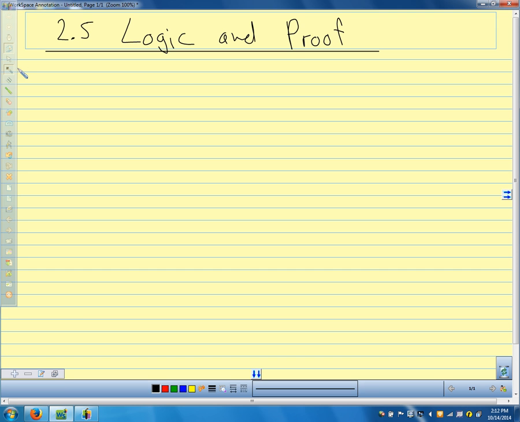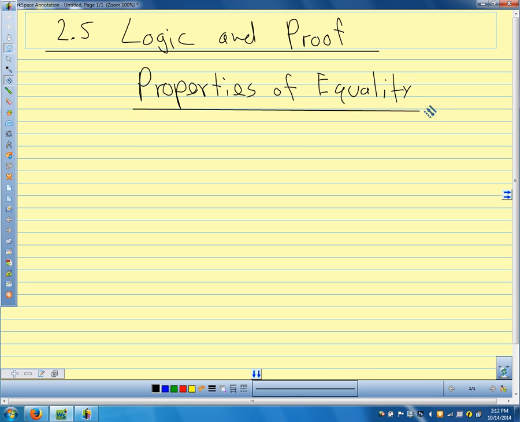All right. So the first way we're going to use proofs, we're going to kind of just dip our toes into the water a little bit, is with solving equations. And we're going to talk about properties that tell us why we're allowed to do the things we do when we solve equations. So the first thing we're going to do is talk about the properties of equality. These are things that we know that we can do.